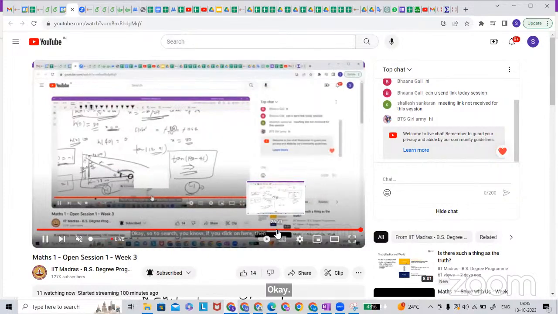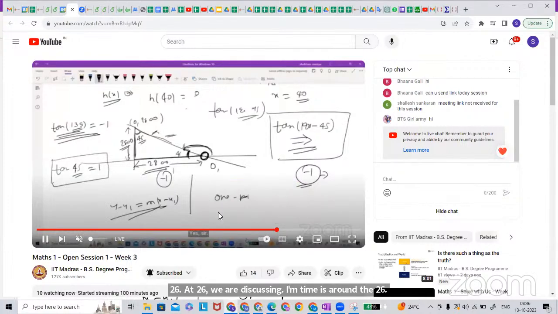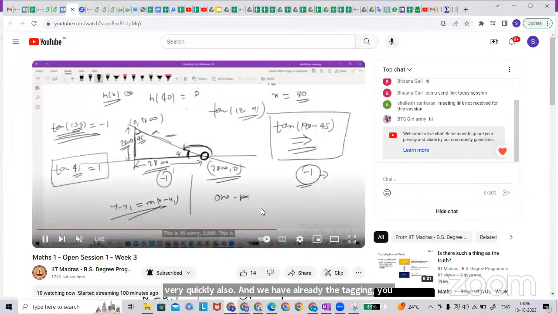Very quickly, on this area we were discussing somewhere around this one here, 26. Sometime it is around 26, 27. You can go to it, so by this way you can actually reach very quickly also. And we already have the tagging; I already gave it to the operational team.